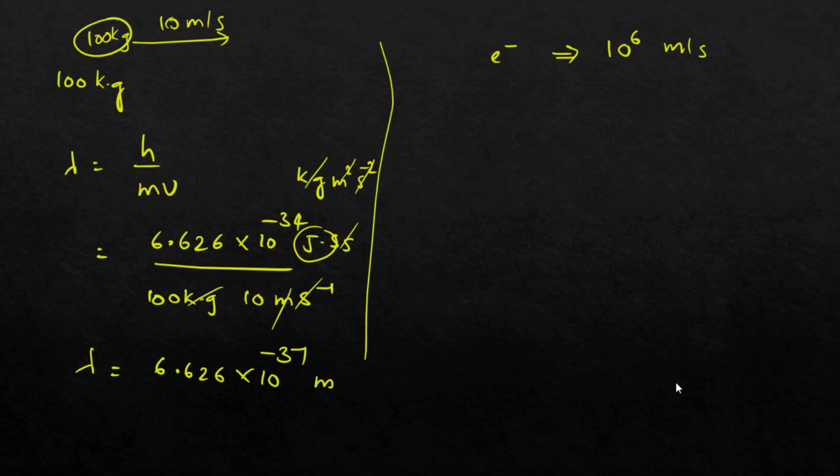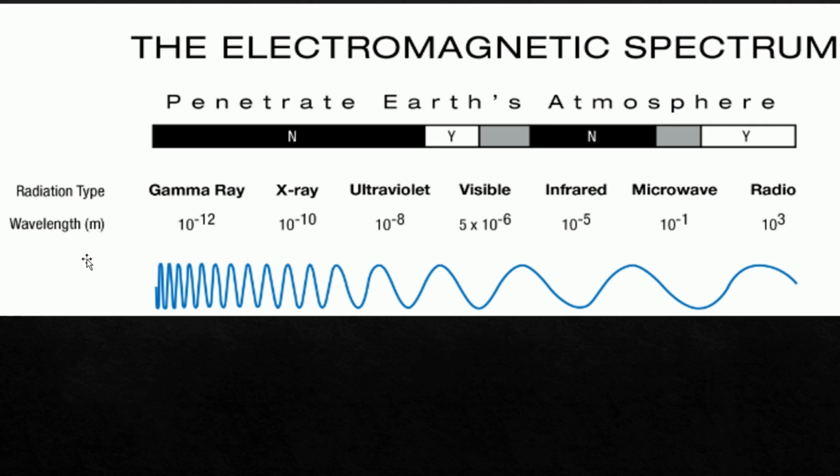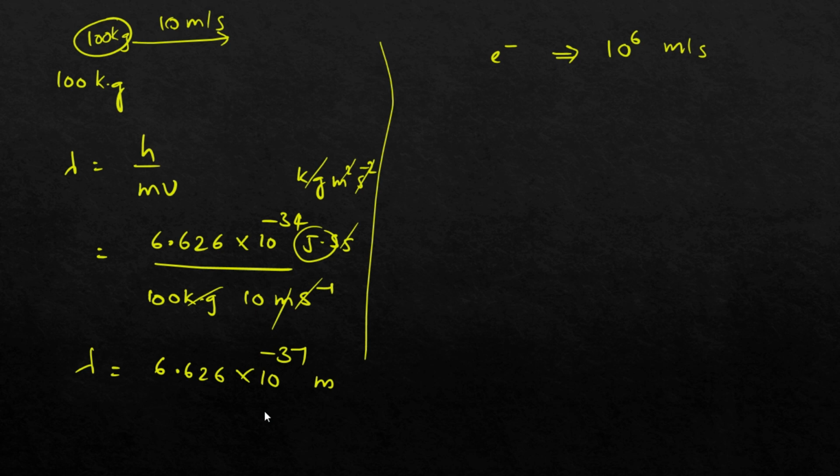Which type of wave is this? Even our light photon wavelength starts from 10 power minus 12 meters. See here, gamma ray wavelength is 10 power minus 12 meters. Here we got 10 power minus 37 meters. Very small value. Such wavelengths need not be considered. We can consider this as an object or a particle. So the moving thing is a particle or an object. You are not supposed to consider the moving particle as a wave here.